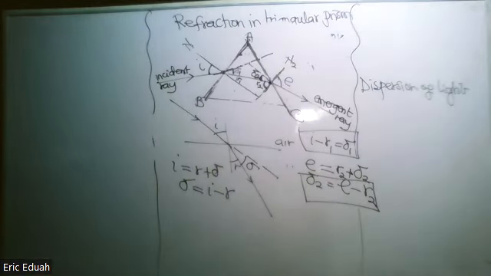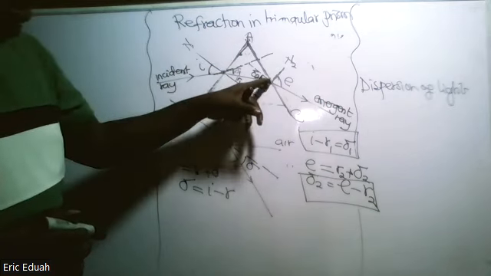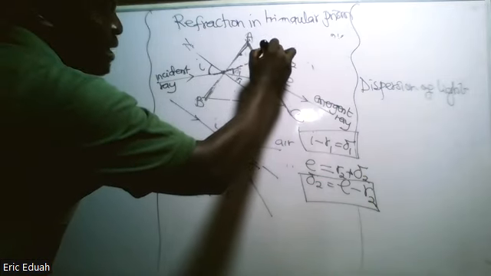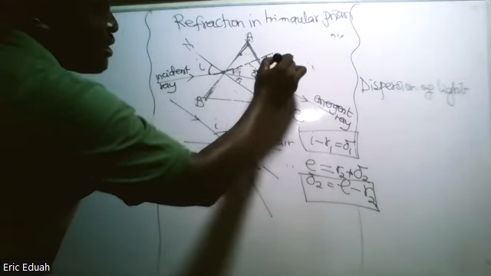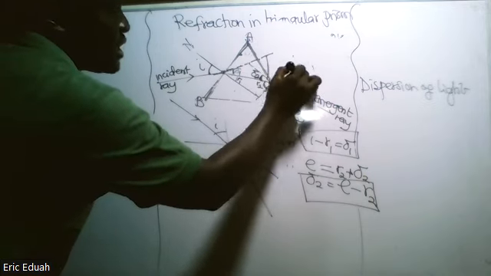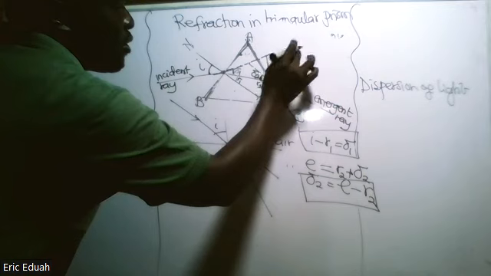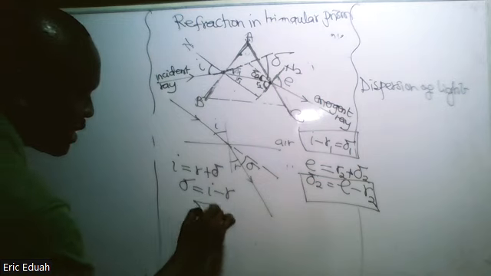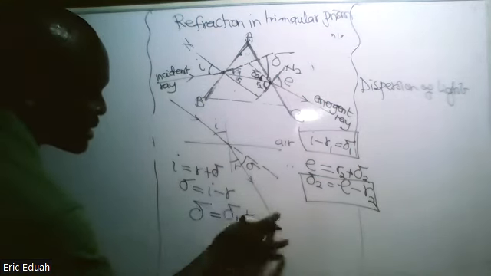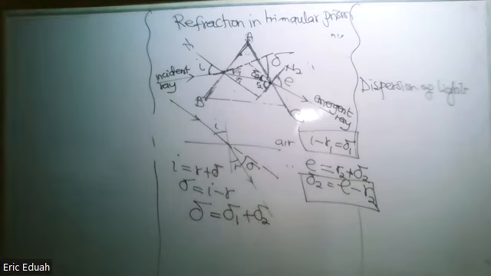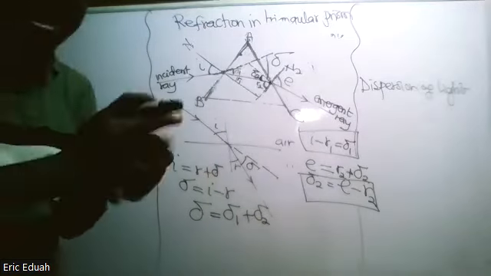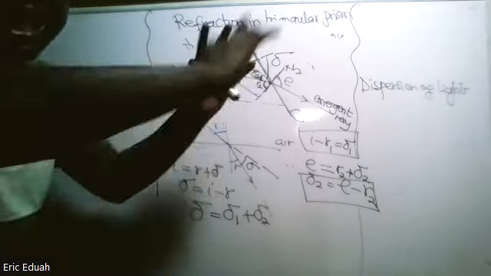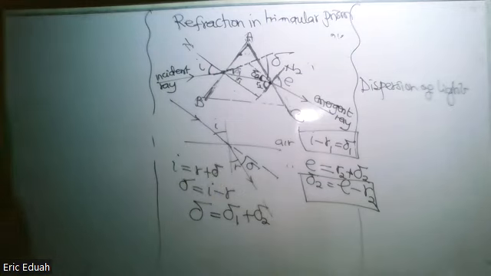I told you that deviation occurs here, deviation occurs here, but the triangular prism has the ability to add. So this becomes the total deviation, big sigma. The total deviation is equal to sigma 1 plus sigma 2. It has the ability to combine the deviation which occurs here and here to form a larger, maximum value of deviation.